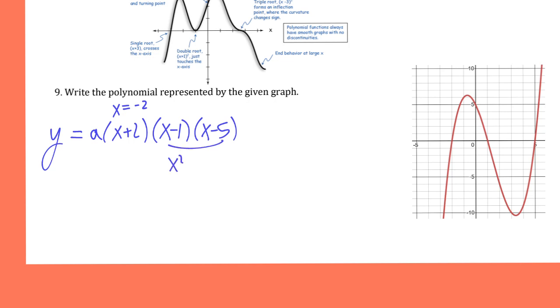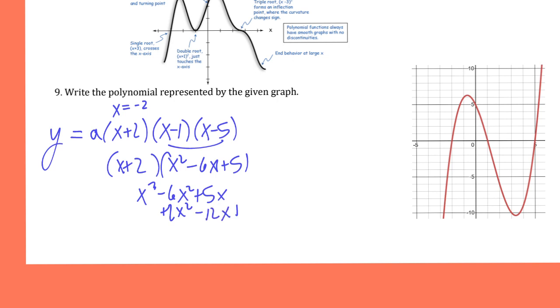I'm going to get x squared minus 5x minus 1x is minus 6x, and then plus 5. And then I'm going to multiply it by x plus 2. I get x cubed minus 6x squared plus 5x, and then plus 2x squared, and then minus 12x, and then plus 10. So you get x cubed minus 4x squared minus 7x, and then plus 10.